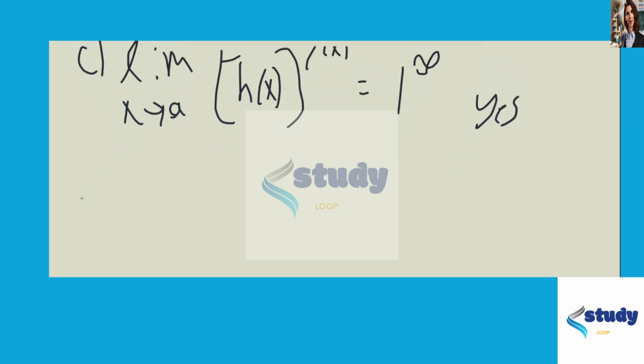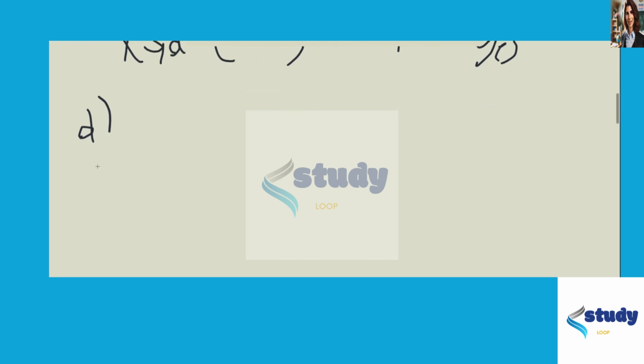For part D, we consider the limit as x approaches a of p of x to the f of x. So now we have the limit as x approaches a of p of x to the f of x. So here, again, we get the form infinity to the 0, which is an indeterminate form. This is going to be the form infinity to the 0. And yes, infinity to the 0 is an indeterminate form.